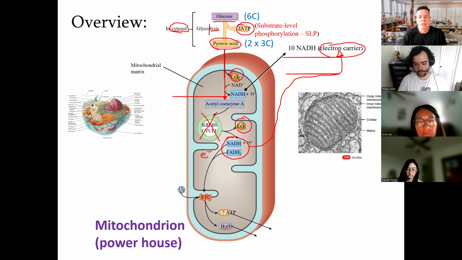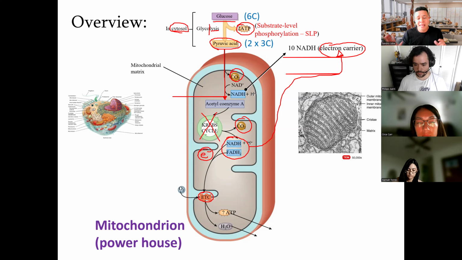Now, what about this electron carrier and the electrons right here? Guys, these electrons need to be moved to something called an ETC. What is ETC? ETC stands for electron transport chain. And those electron transport chains, as the name implies, need a source of electrons in order to be able to move these electrons around and then eventually generate ATP. We're going to see how this happens in the next slide.